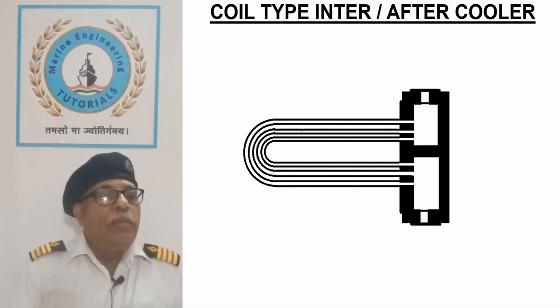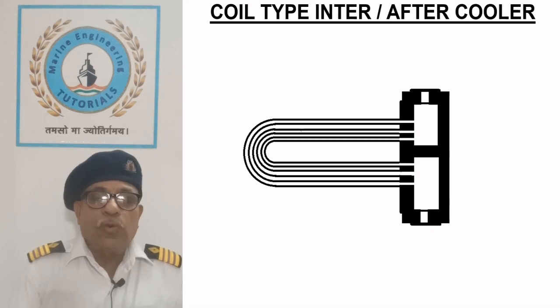Coil type inter or after cooler. The sketch shows a coil type inter or after cooler which has replaced the conventional shell and tube type cooler used earlier. This arrangement is very compact and provides saving of the space.